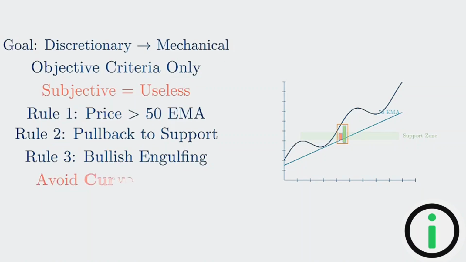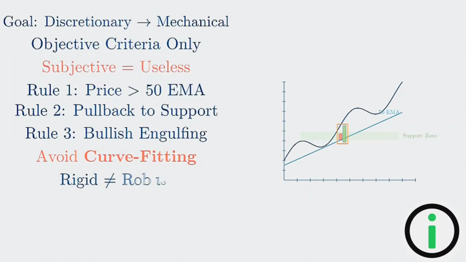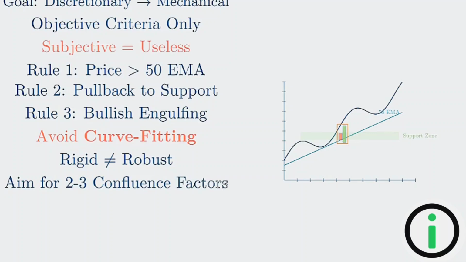A common mistake is adding too many filters, like requiring 5 different indicators to line up perfectly. This is called curve fitting. You are making the strategy fit the past perfectly, but it will likely fail in the future because it is too rigid. Aim for 2 or 3 strong confluence factors.